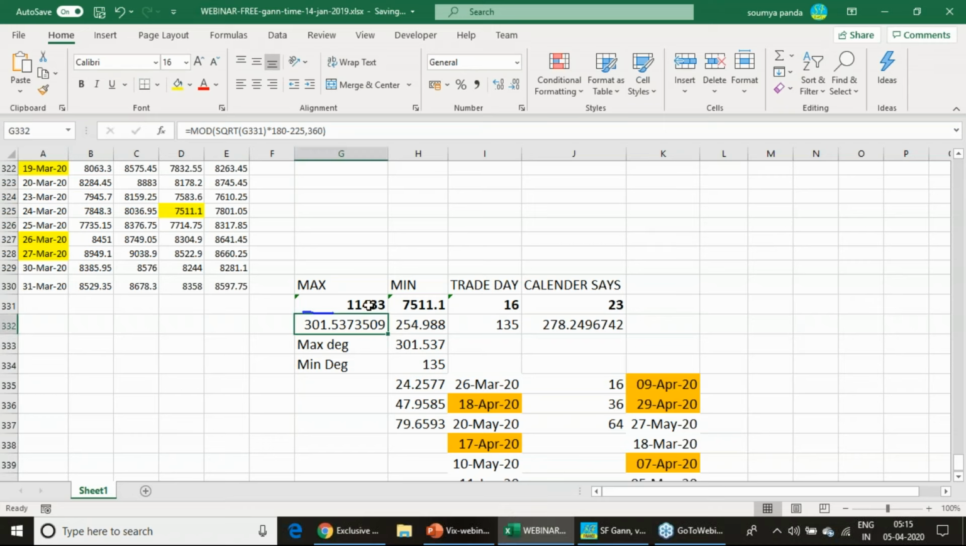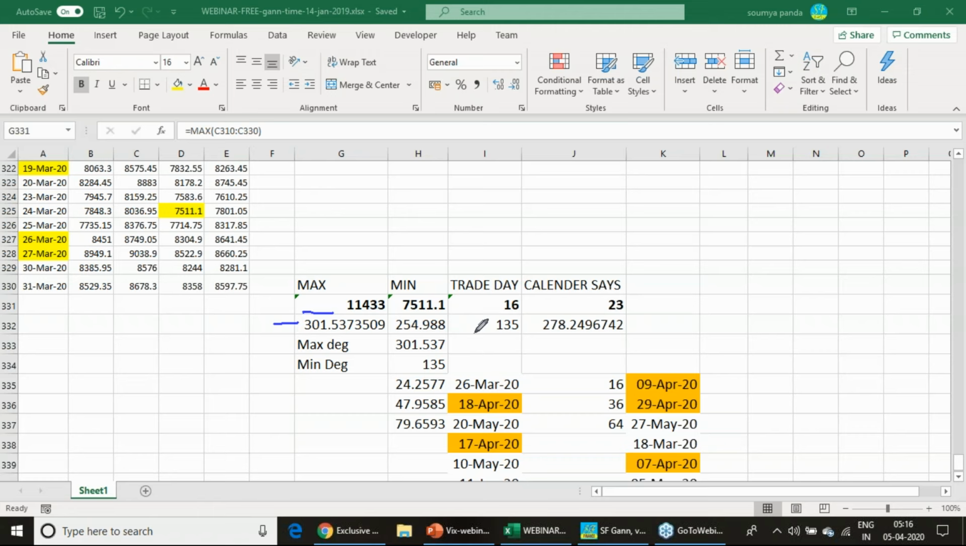So the number 11,433 is now converted to a degree, and it is giving you 301.53 degrees. So this is the difference between Gann study and technical study. In Gann study, no number is being utilized or used directly as it is.